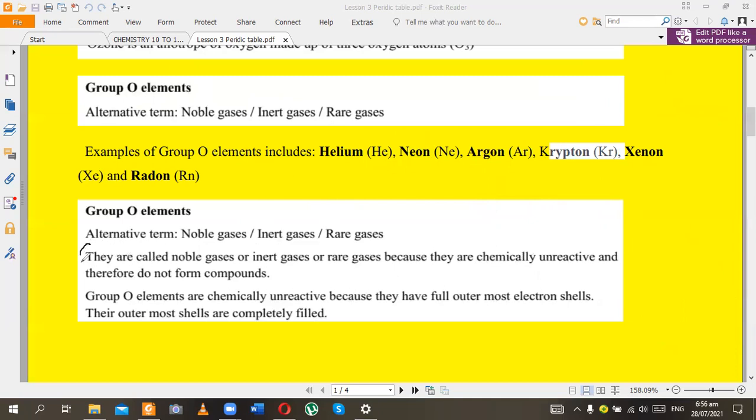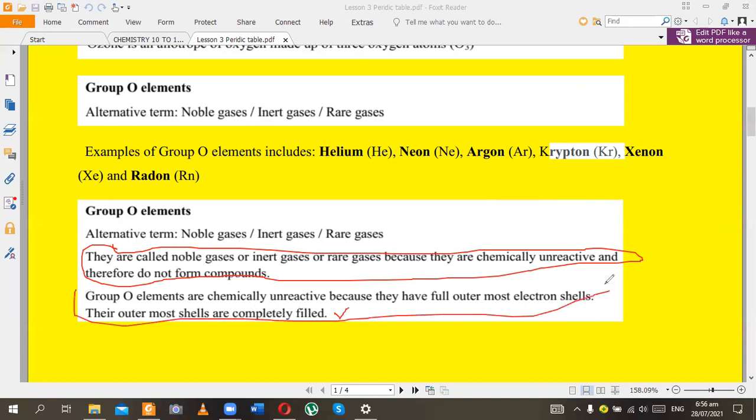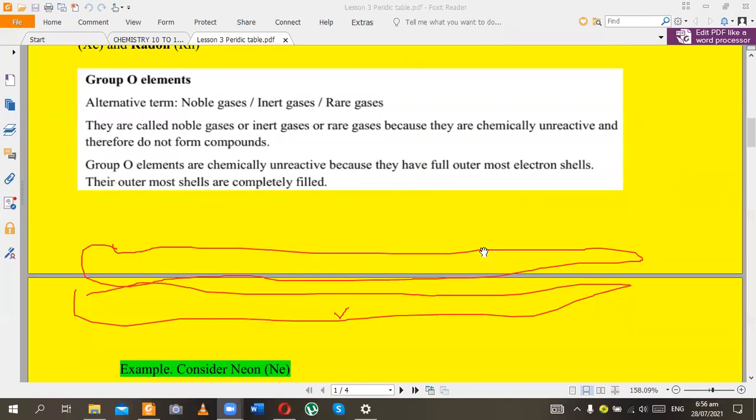So that point has been even proven here. Try to use a different color. We're saying that these guys are called inert gases because they are very, very much unreactive. They are chemically unreactive, and their chemical unreactivity is explained in this point right over here. So that's something that we need to know. Okay, so let us go to the next page.